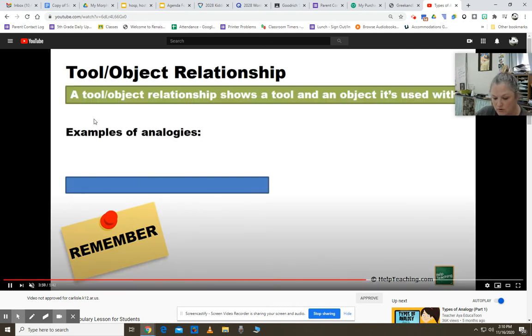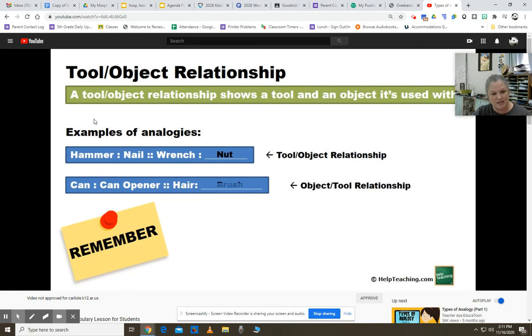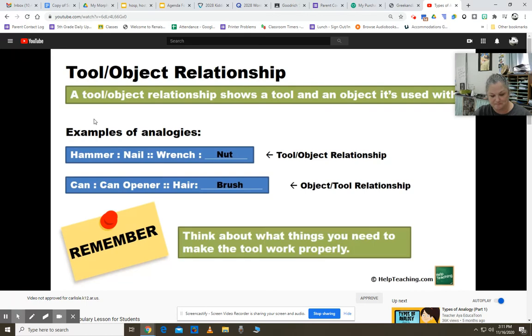A tool and object relationship shows a tool and the object it's used with. So with a hammer you use nails. With a wrench you use nuts. With a can you use a can opener. With hair you use a brush.